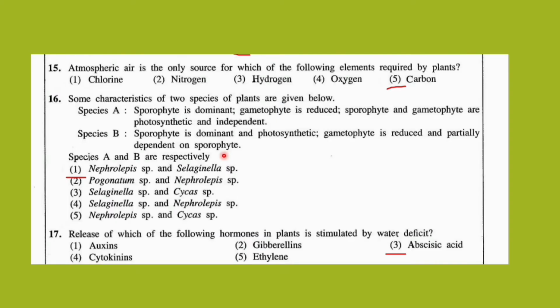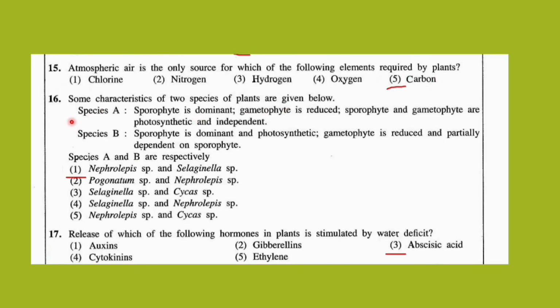The next question, atmospheric air is the only source for carbon. So we know all the other elements they have given in the resource book can be obtained from the soil solution. Even oxygen can be obtained from the soil solution, but carbon can only be obtained from atmospheric air. So this is the answer.